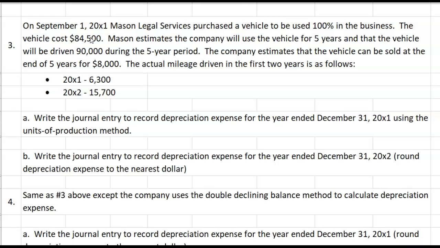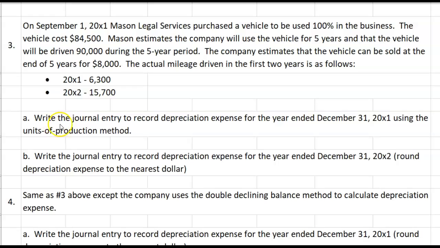On September 1st, 20X1, Mason Legal Services purchased a vehicle to be used 100% in the business. The vehicle cost $84,500. Mason estimates that the company will use the vehicle for 5 years and that the vehicle will be driven 90,000 miles during the 5-year period. The company estimates that the vehicle can be sold at the end of 5 years for $8,000. And then it gives actual miles driven in 20X1 and then in the following year 20X2.